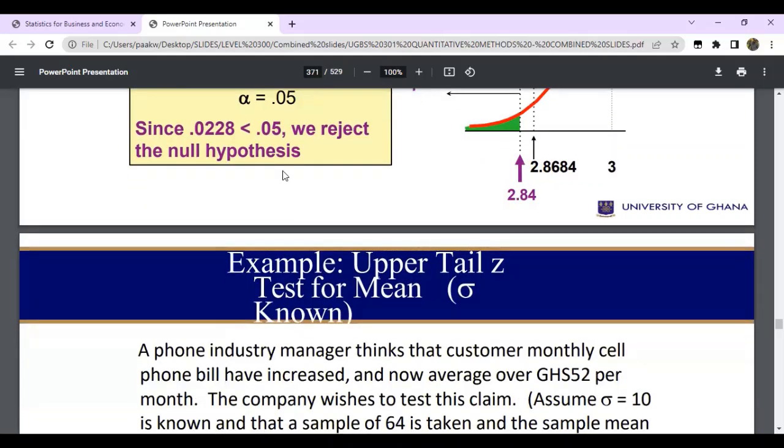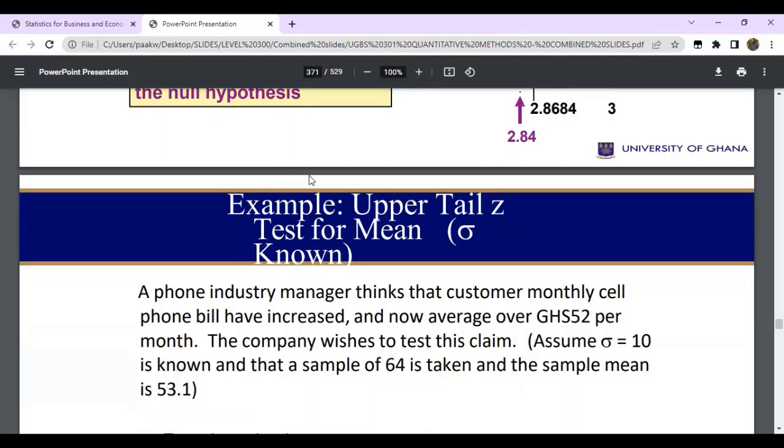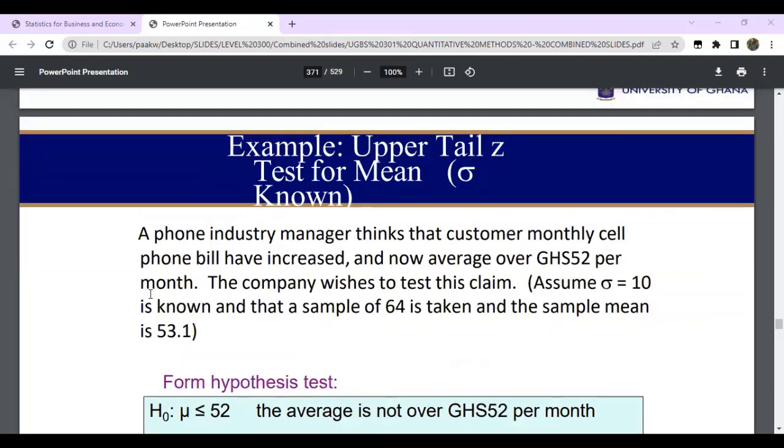Okay, so let's move on to the upper tail test. Upper tail test when sigma is known. This sign is sigma, it means the standard deviation. You get it. All right, so a phone industry manager thinks that. So let me copy this one.